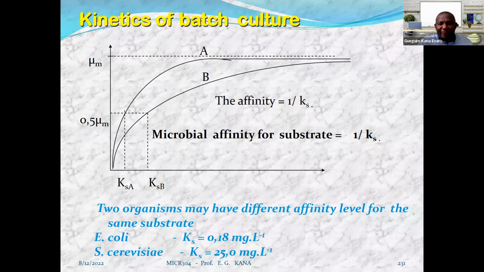Now, if you go by the definition of affinity, which is 1 over Ks, which of these microorganisms has higher affinity for glucose? Here's a question given to you. Which of these microorganisms has higher affinity for glucose based on the explanations and based on the formula to find affinity?